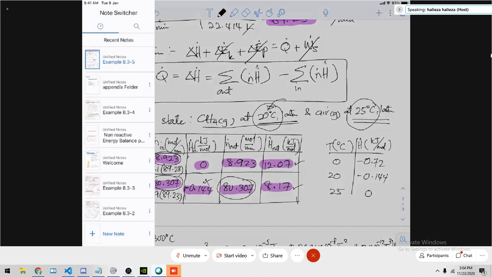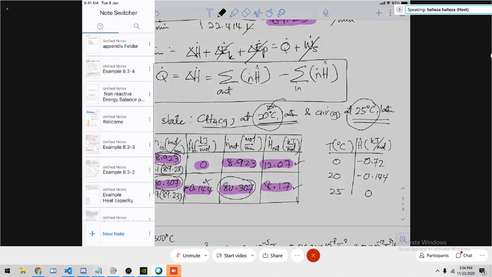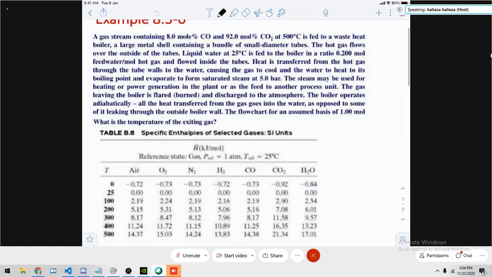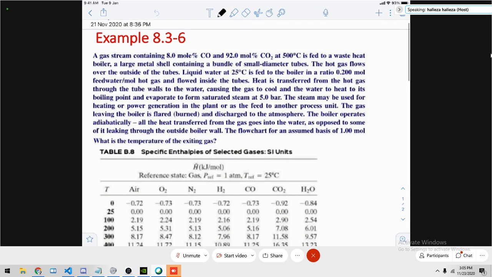So now let's look at another example, example 8.36. Wow, this is a very long statement. You have a gas stream of 8% mole carbon monoxide and 92% mole carbon dioxide at 500 degrees C. We're going to put it into a boiler. A boiler is a heat exchanger. So this is your hot gas at 500.